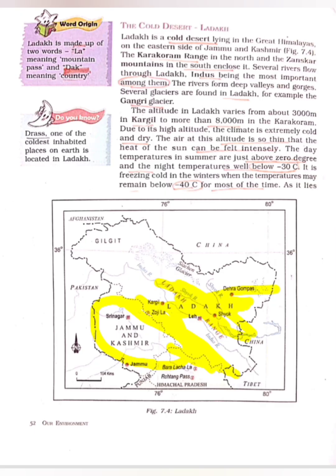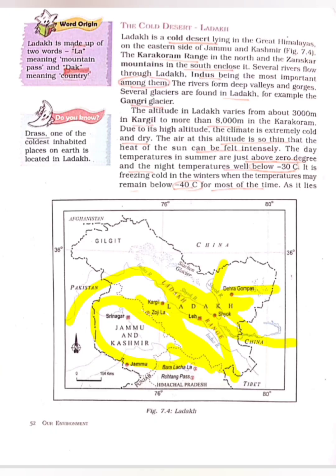Several rivers flow through Ladakh, Indus being the most important among them. The Indus, which is the important river in Ladakh, passes through them. If you look at the map, the Indus also passes through, and its tributaries Shyok and Nubra also meet. The rivers form deep valleys and gorges. Several glaciers are found in Ladakh. For example, Gangri Glacier is also found in Ladakh.